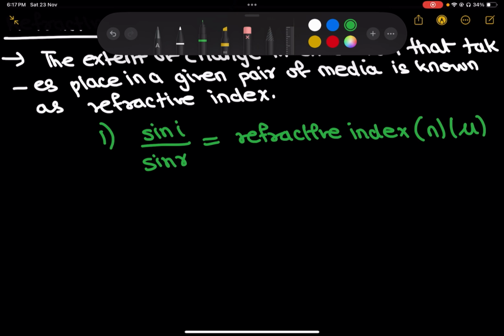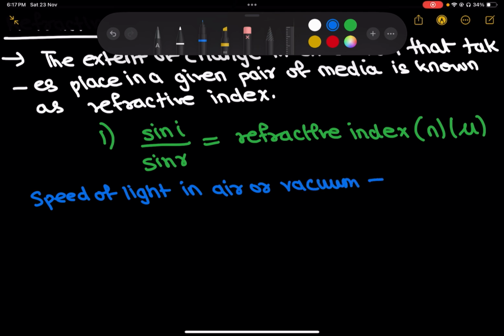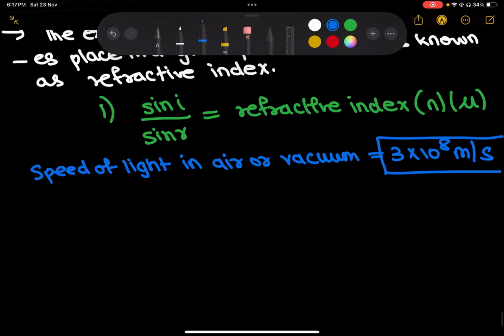Okay. So first of all, you must know this basic knowledge. I hope you already know it. The speed of light in air or vacuum is 3 into 10 raised to 8 meter per second. This is very important. Please make sure you remember this. Most of you might already know this, but still I have to remind. Now, moving on to the second formula, which is related to the velocity or speed of light.